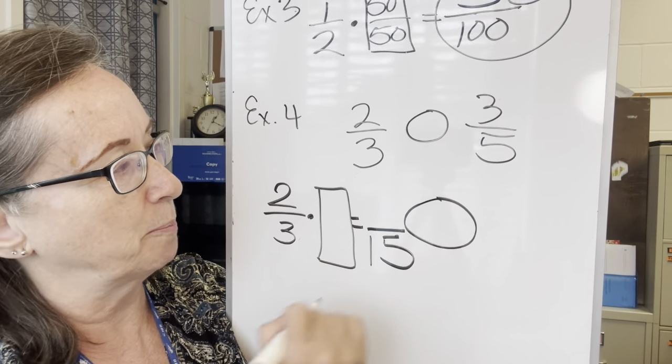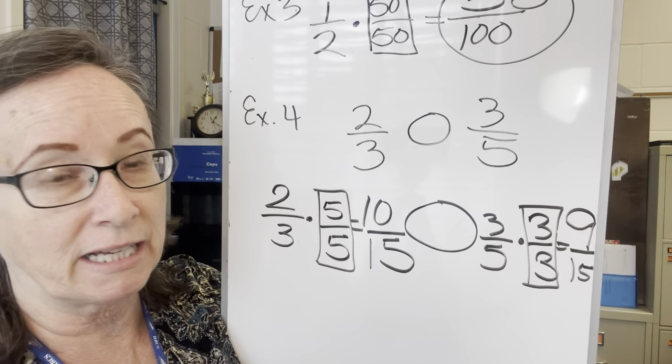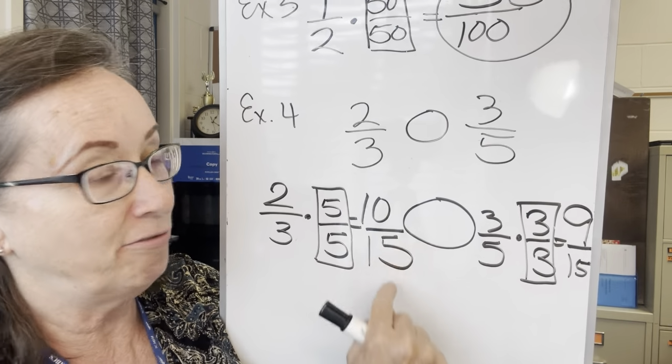3 times 5 is 15. 2 times 5 is 10. So 2/3 is the same value as 10 over 15. 5 goes into 15 3 times. So this fraction is 3 over 3 in order to be 1. And 3 times 3 is 9. Oh, they're very close. 10/15, 9/15. But since the denominators are the same, we know that 10 is bigger than 9, and we make our symbol go that way.